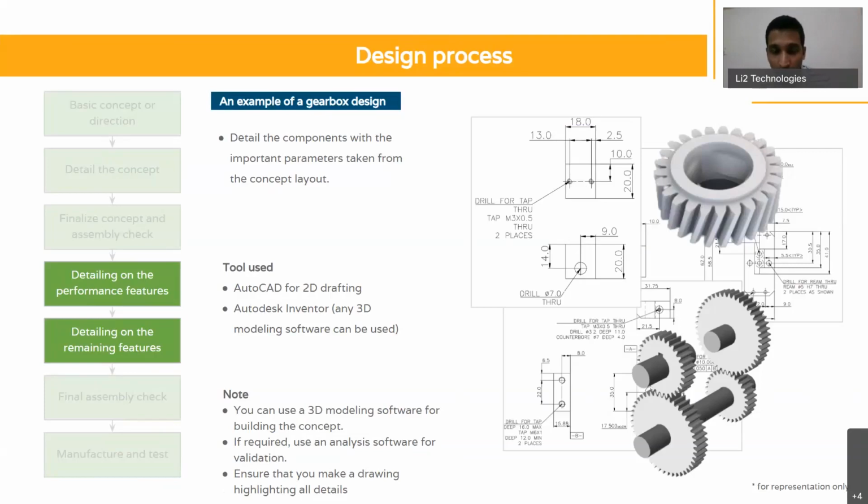Then the tools that were used here were primarily 2D drafting through AutoCAD and Autodesk Inventor for any other 3D modeling software. Frankly, you can use anything. You can use CATIA, you can use Unigraphics, you can use Fusion 360, you can use a lot of tools. There are enough tools available in the market.